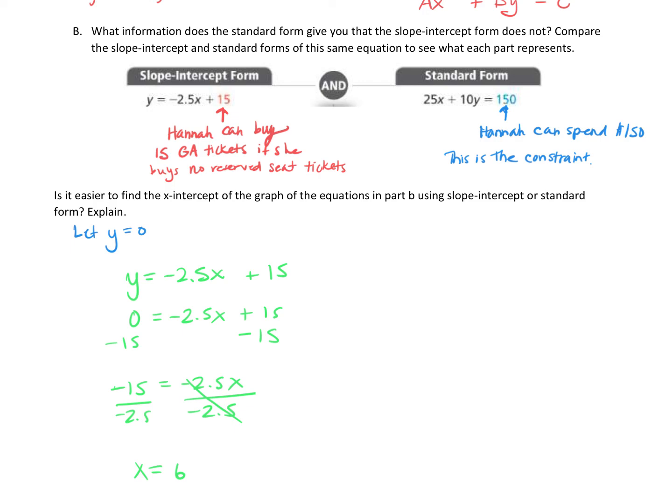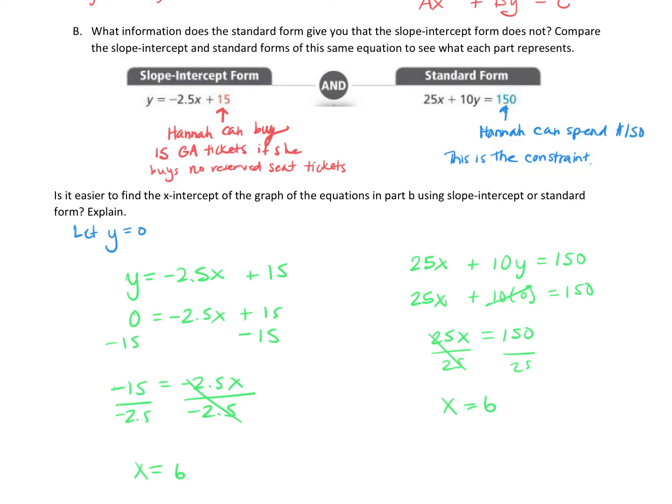All right, so let's try in standard form to find the x-intercept and see which one feels easier. So we have 25x plus 10y equals 150. To find the x-intercept, we're going to let the y equal 0. So we want to keep our x, 25x, plus 10 times 0 equals 150. Well, that 10 times 0 simplifies away because that just turns into a 0. So we have 25x equals 150. Then we just solve by dividing both sides by 25. And we get that same x equals 6.